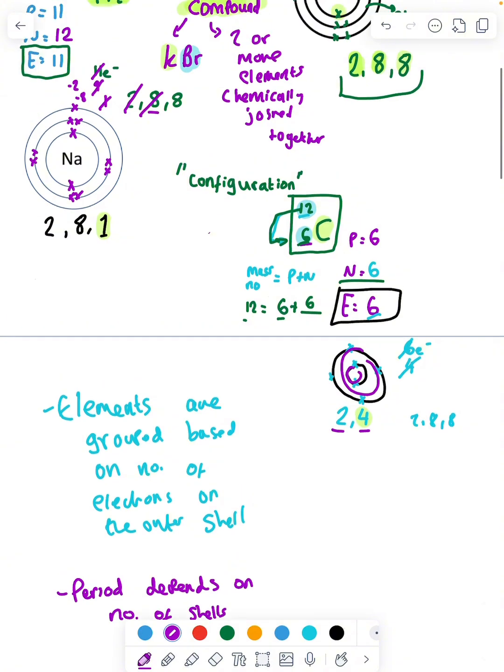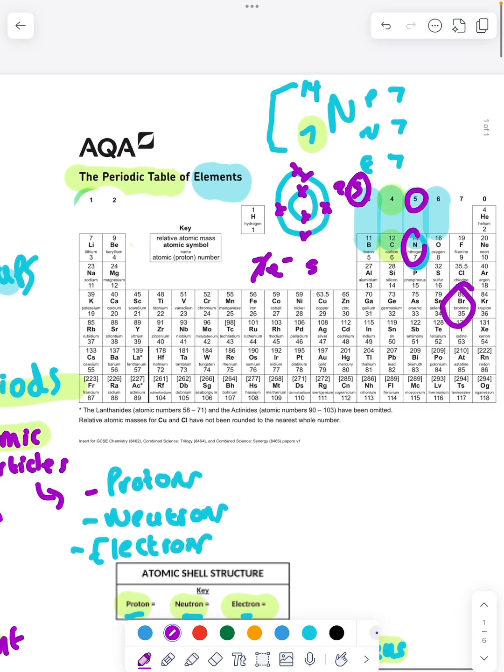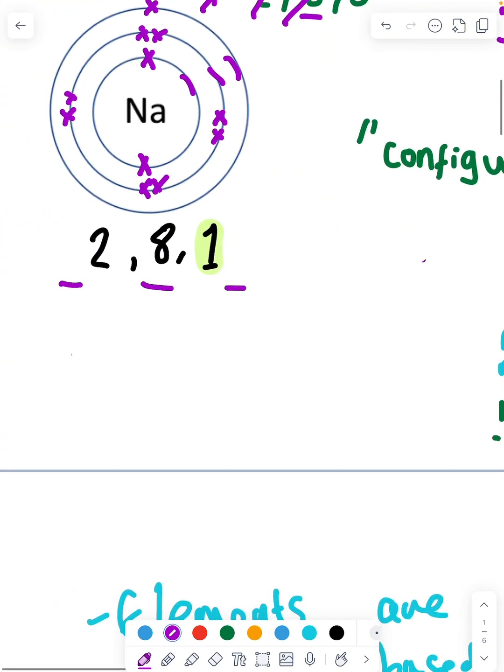So it's in period 2. Here, we've got 3 shells, 3 shells in total, 3 of these circles, right? So sodium is in period 3. And that's how we kind of figure that one out, right?